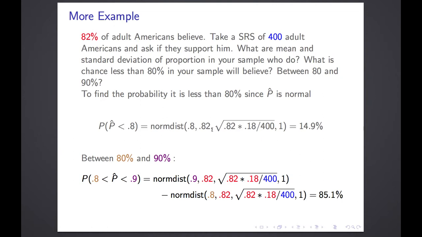Notice, a mean of 0.82, a standard deviation of 0.02, so 82 and 2% if you prefer. Between 80 and 90 is from 1 standard deviation below the mean to 4 standard deviations above the mean. So you would guess it is all but about a sixth, which is about 85%. That's a reasonable number.